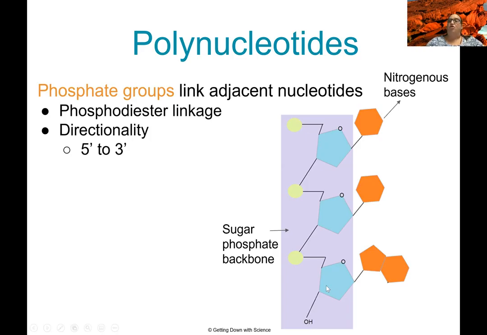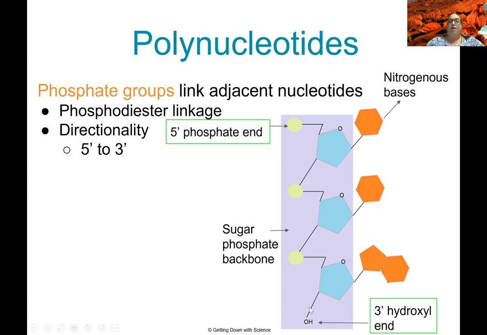So you'll see our sugar phosphate backbone, and you see our nitrogenous bases hang off the other side. The 5' is going to be the phosphate end because it's attached to the 5' carbon of the sugar. And the 3' is what we call the hydroxyl end because there's going to be a hydroxyl group right there.